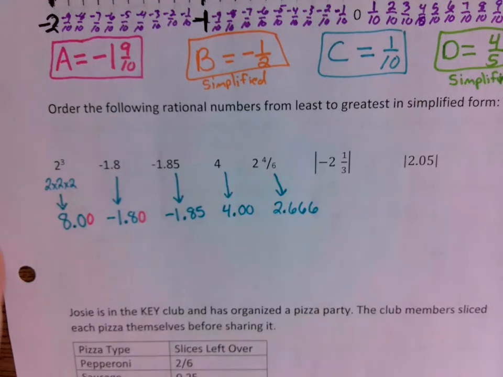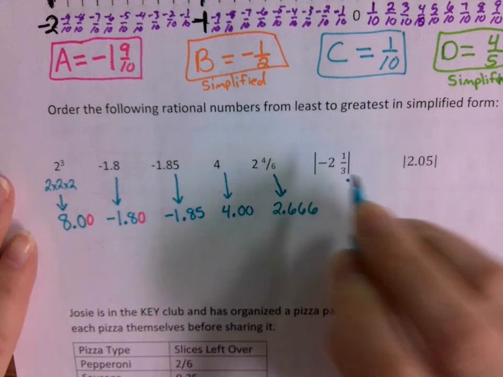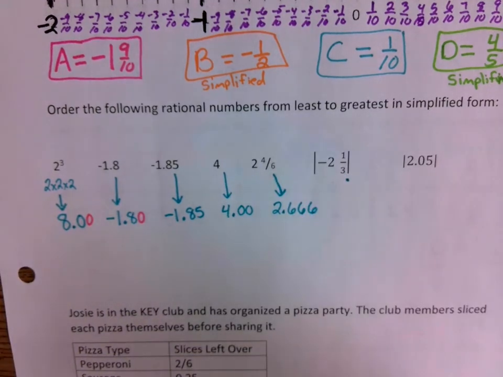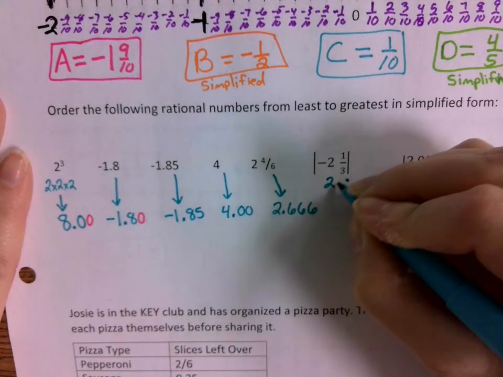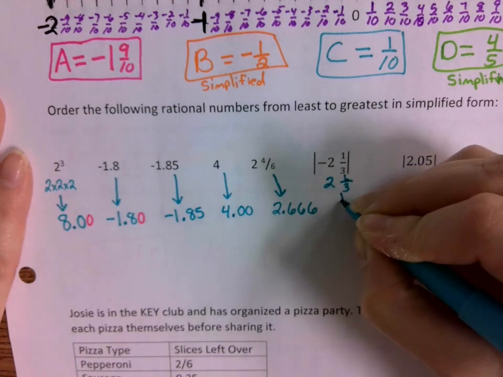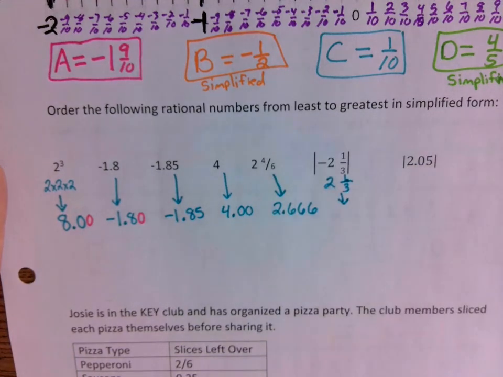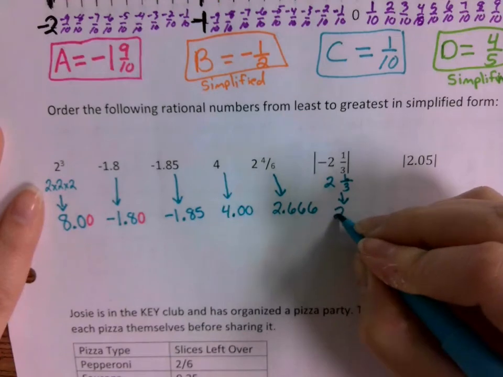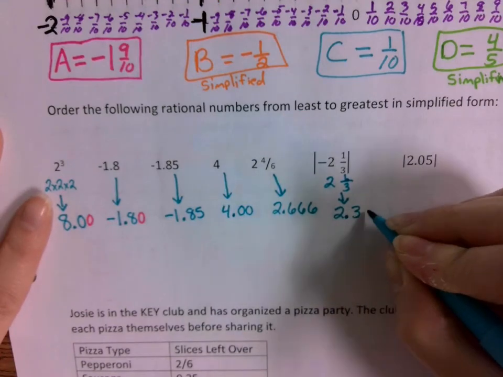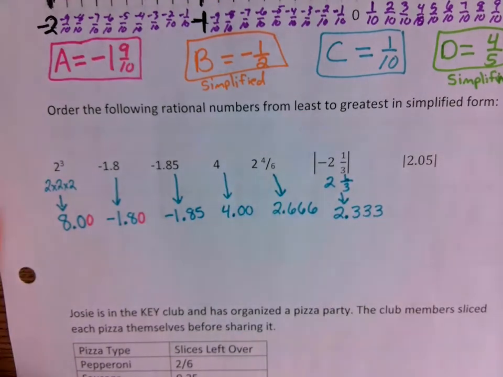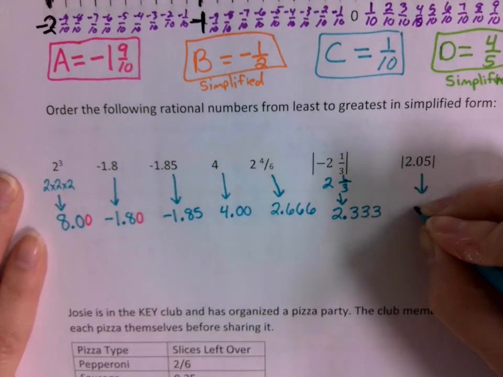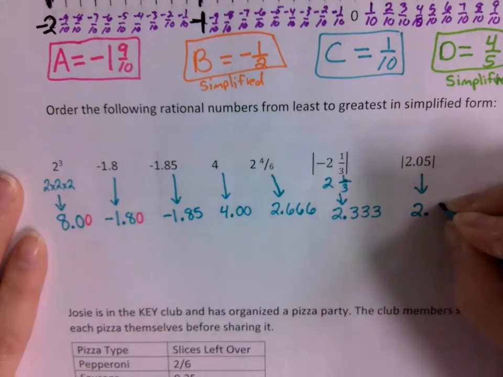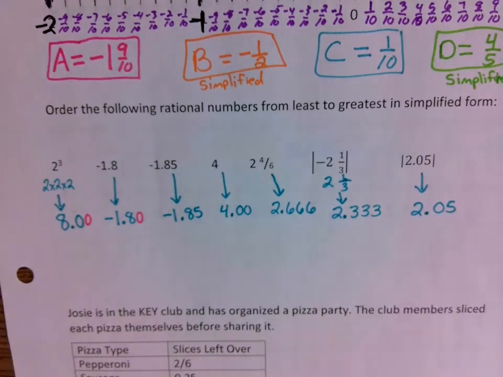All right, absolute value. Remember, absolute value is always what? Positive. Absolute value is always positive. So this is technically going to be 2 and 1/3. And let's convert 2 and 1/3. When we convert 2 and 1/3, we're going to get 2.3 repeated. So it's 2.3, 3, and 3. And then we've got a 2.05. Absolute value of 2.05 is also positive, 2.05. But again, I'm going to go ahead and add an imaginary 0 in the back of it.